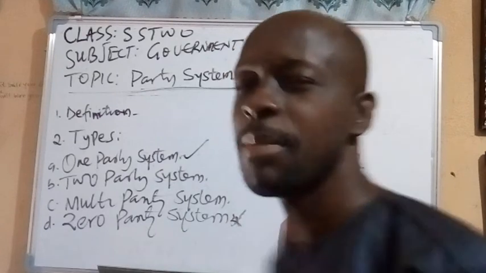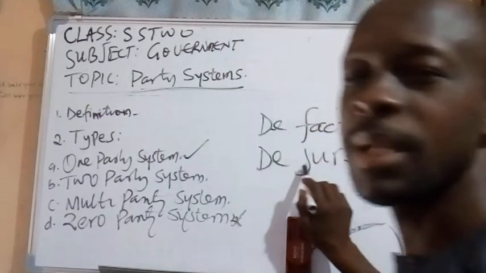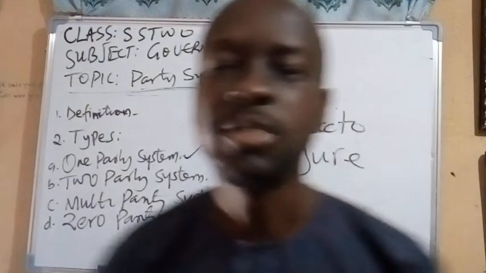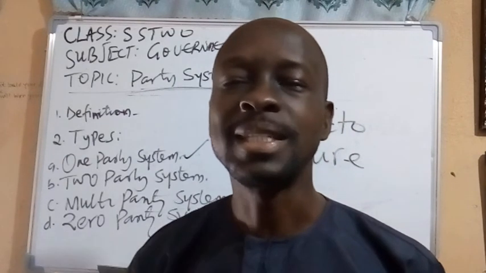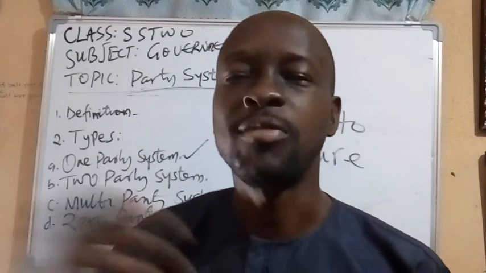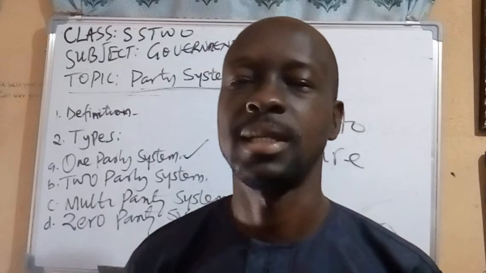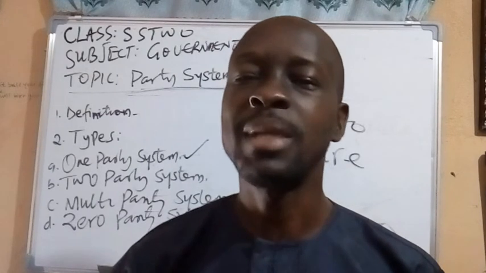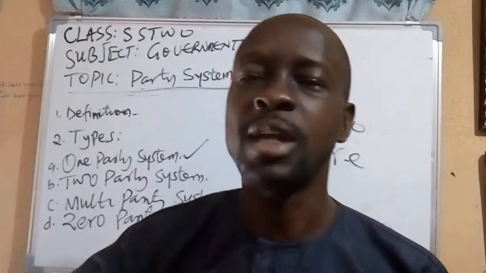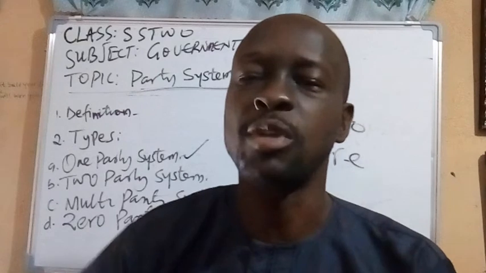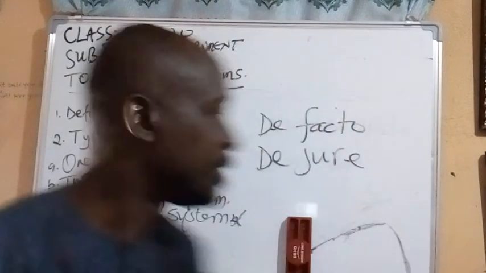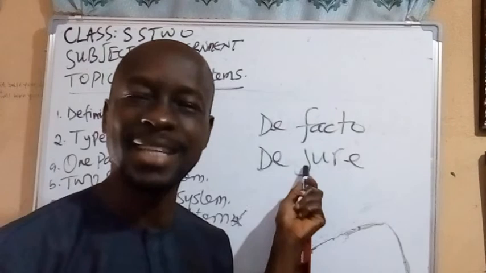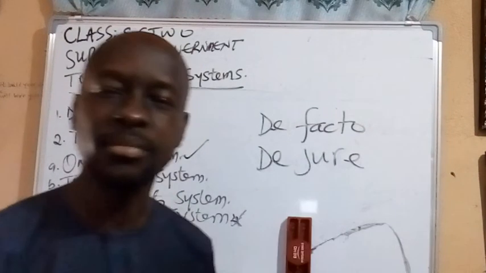The second type of one-party system is the de jure one-party system. De jure is a situation in which the government has made a law to prevent the formation of more than one party. So where the government has made a law to prohibit the formation of other parties and then establish only one party, then we have the de jure one-party system. That is the legislated one-party system.